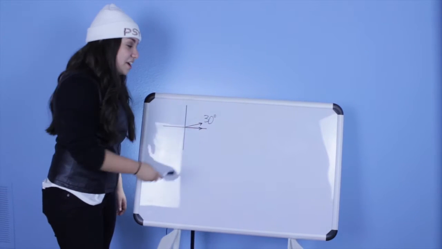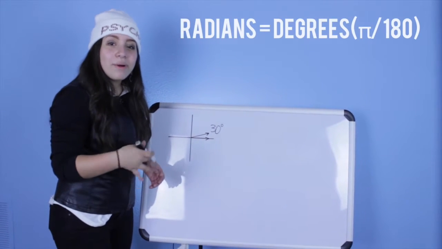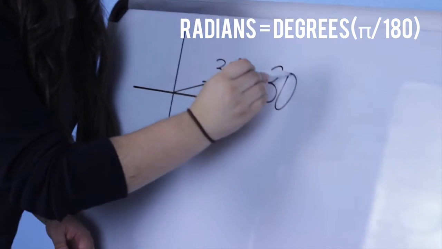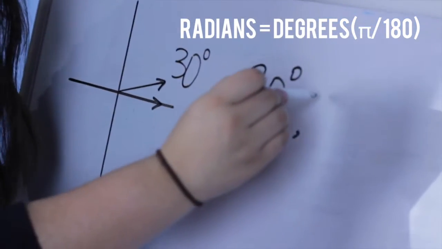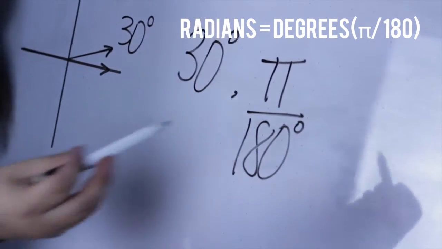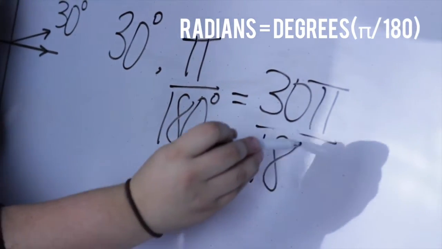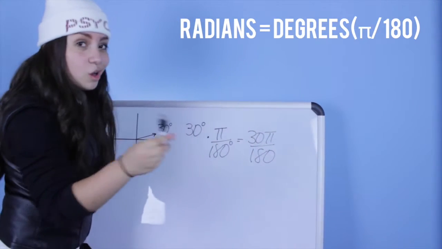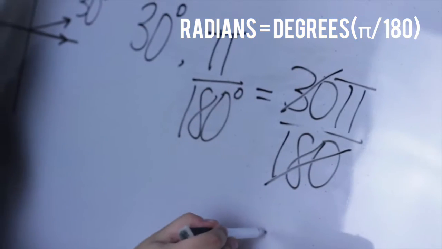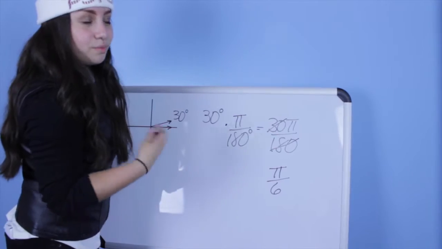If you're going to convert an angle from degrees to radians, all you're going to do is multiply the degrees by pi over 180 degrees. For example, if we have 30 degrees, you multiply it by pi over 180 degrees, which gives 30 pi over 180. If you're good at math, you'll know you can continue simplifying this. The 30 cancels out with the 180, and it's simply pi over 6. And that's how you get your degrees as a radian.